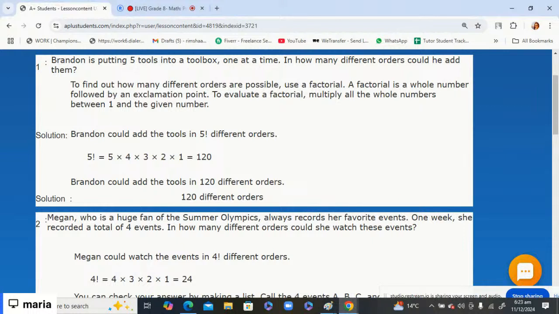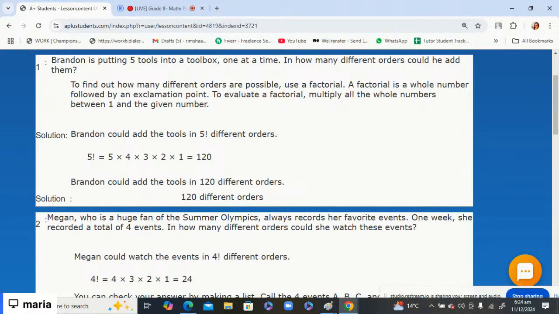First of all, we are going to find the factorial of this. How can we find it? It's 5 tools, so 5 factorial. That gives the number of possible permutations. So 5 factorial is 5 times 4 times 3 times 2 times 1, which is 120. So Brandon could add the tools in 120 different orders.